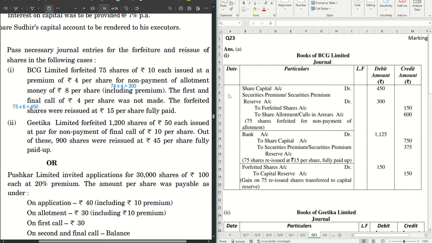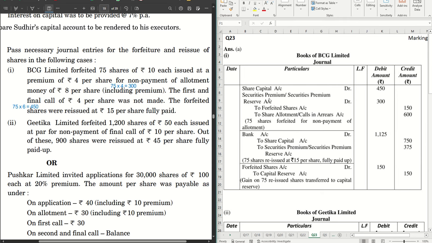Okay, let's have a look. So look at the first journal that we have, and stay tuned till the end, because at the end we'll be discussing the marking scheme, how the scoring is done for these sums, how much marks is allotted for each of the journals. So here we have share capital account debit 450, which is 75 into 6. 6 is the called up amount. Securities premium reserve account debit, which is 300, which is 75 into 4, because this is the premium amount which is not received.